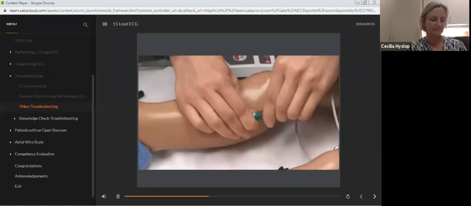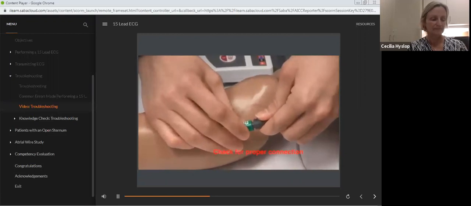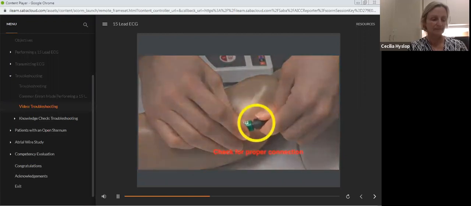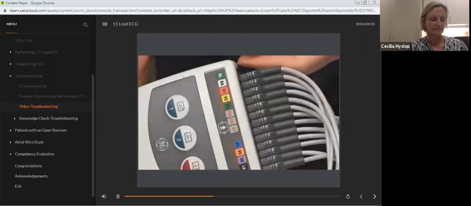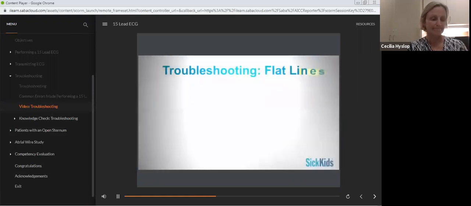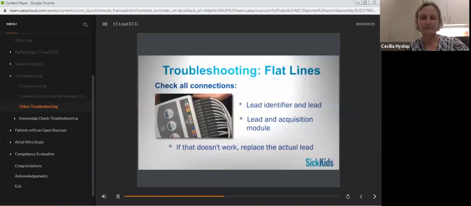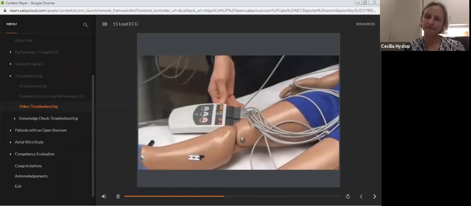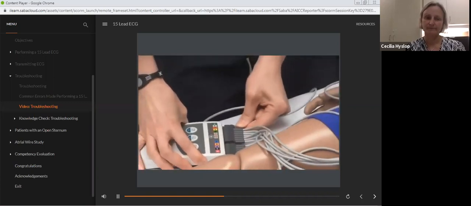If this does not solve the problem, ensure that you don't have a partial disconnection between the lead identifier and the lead, like so, and that the lead on the other end isn't unattached from the lead position, and if so, you will want to reattach it. If this doesn't solve the problem, you will then need to replace the actual lead. To do so, ensure that you are taking off the lead from the proper position and pull it out of the acquisition module.